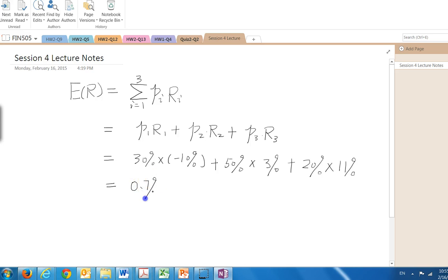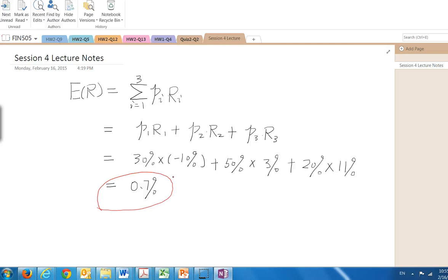To save time, I just put down the number. You can double check whether you get the same answer. So that's my expected return. What does expected return mean? Expected return is my best guess for the return of my investment when I make the decision. In other words, that's the best guess for the future return.